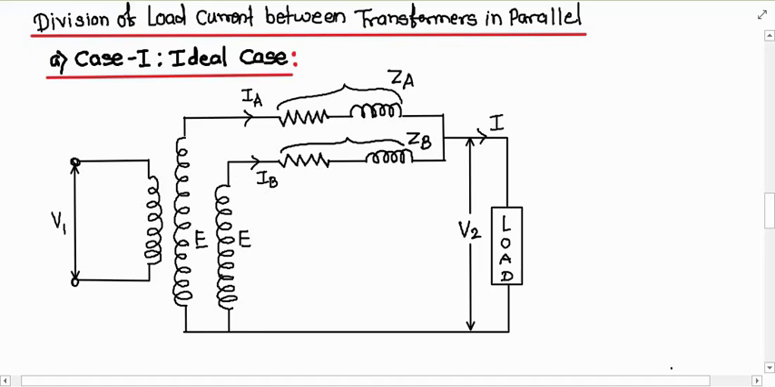Let E be the no-load secondary voltage of each transformer, and V2 is the terminal voltage. IA and IB are the currents supplied by these transformers. IA is the current supplied by transformer A and IB is the current supplied by transformer B, and hence I is the total current flowing through the load, which is lagging behind the voltage V2 across the load by angle phi. Now let us draw the phasor diagram for this figure. I will take V2 as the reference vector.